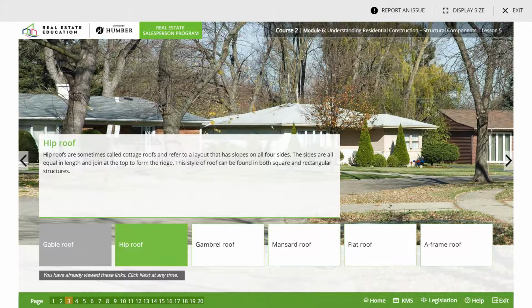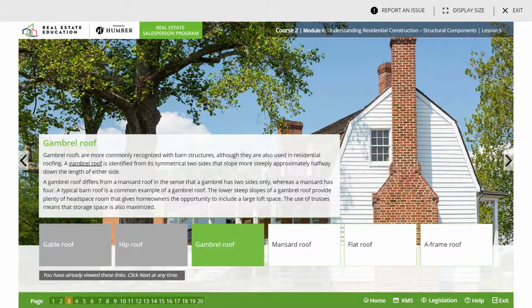Hip roof, sometimes called cottage roofs, refer to a layout that has slopes on all four sides. These sides are all equal in length and join at the top to form the ridge. Gambrel roof: they're most commonly recognized with barn structures, although they are also used in residential roofing. They're identified from its symmetrical two sides that slope more steeply approximately halfway down the length of either side.